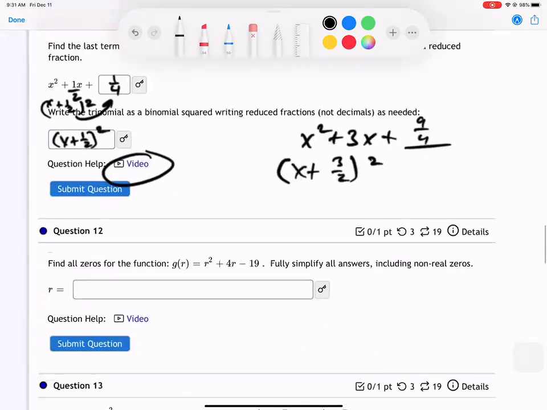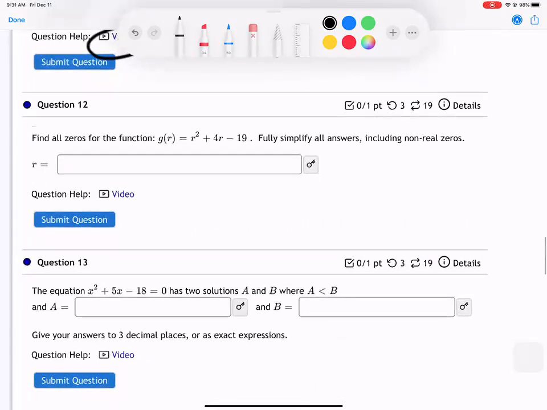Okay, number 12, find all the zeros of the function. Always we want to try to first factor, but I can't factor 19, that's 1 and 19. And no way does that give you 4. Right, that's not 4. So we know factoring is not going to work. So instead, let's go ahead and complete the square.